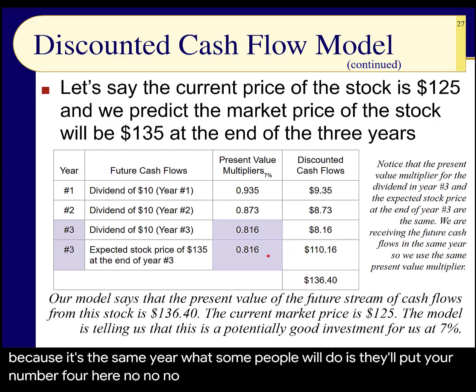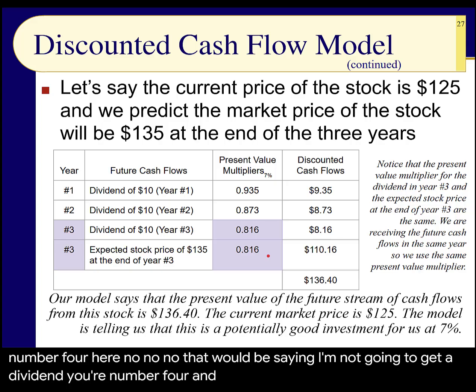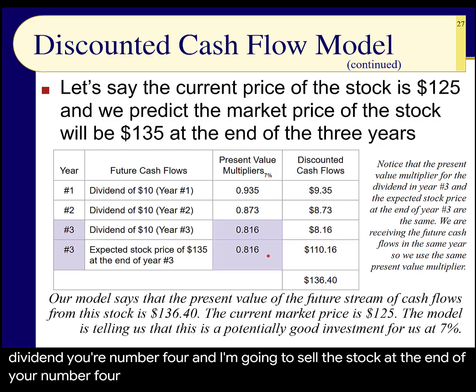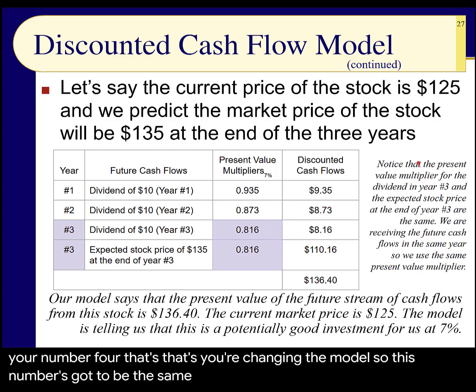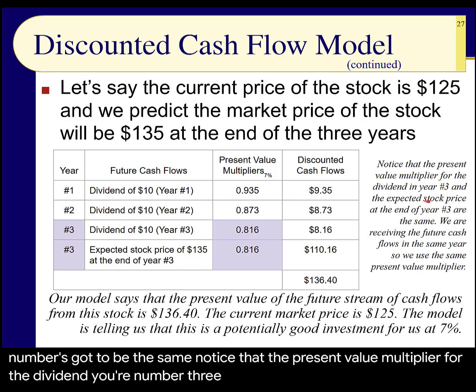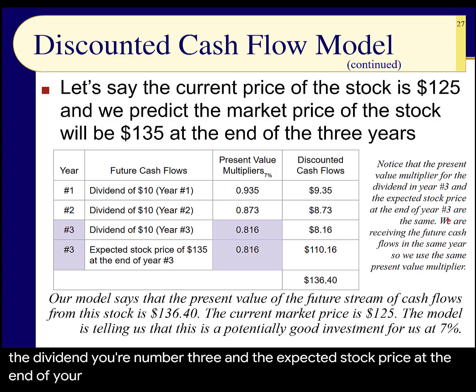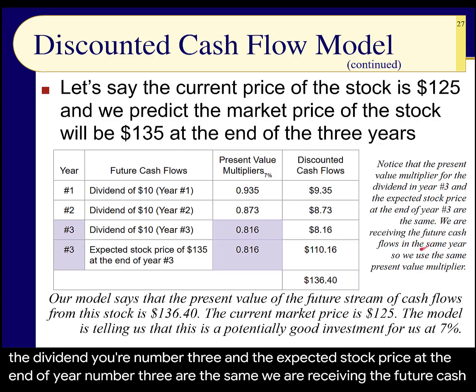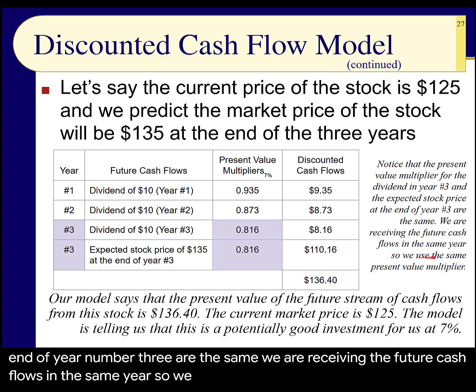What some people will do is put year number 4 here. No. That would be saying I'm not going to get a dividend in year number 4, and I'm going to sell the stock at the end of year number 4. You're changing the model. So this number has got to be the same. Notice that the present value multiplier for the dividend in year number 3 and the expected stock price at the end of year number 3 are the same. We are receiving the future cash flows in the same year, so we use the same present value multiplier.